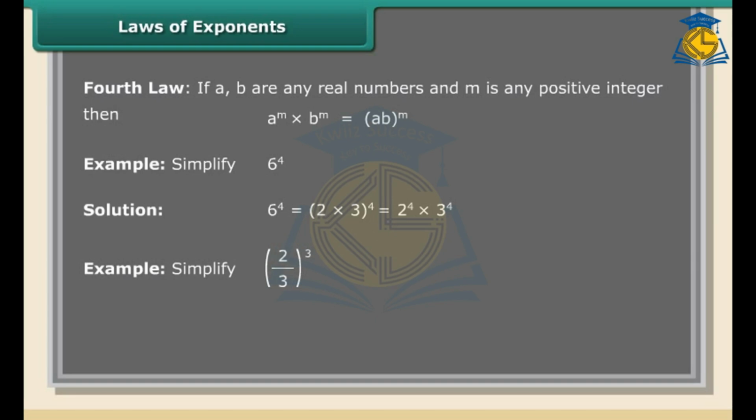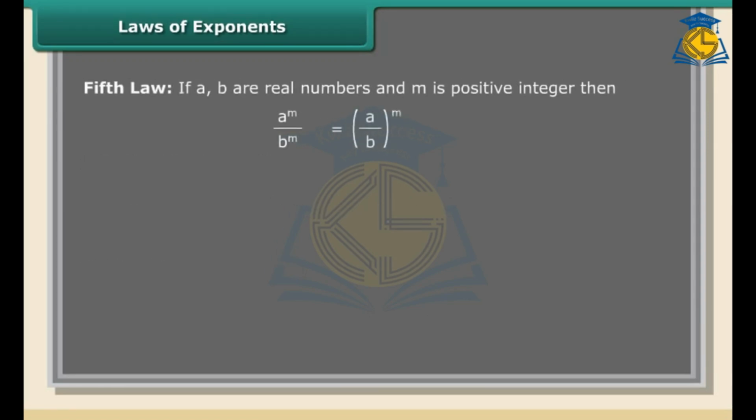Example. Simplify (2/3)^3. Solution. (2/3)^3 is equal to 2^3 upon 3^3, which is equal to 8 upon 27. Fifth law. If a, b are real numbers and m is a positive integer, then a^m upon b^m is equal to (a/b)^m.